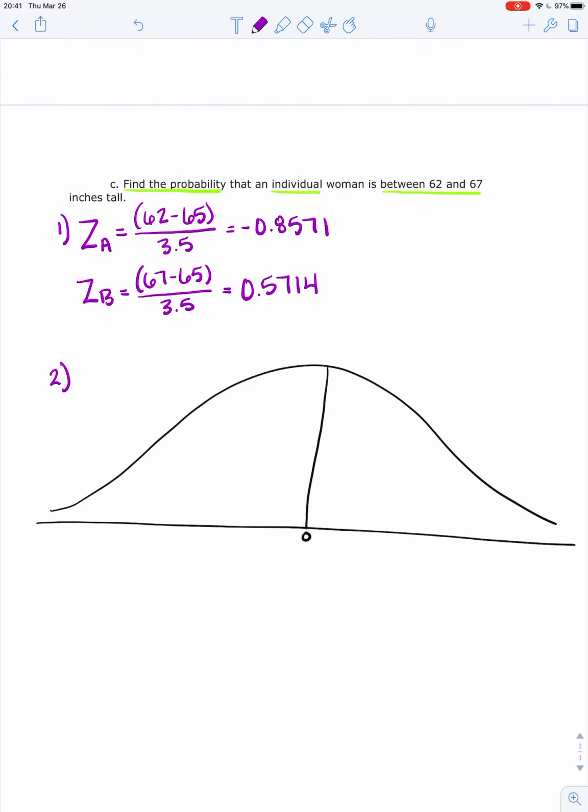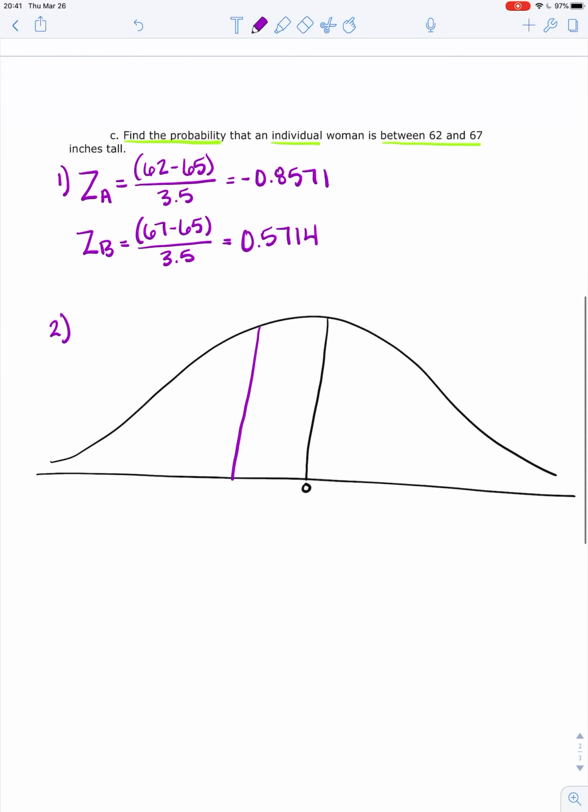So now I'm going to label my two z-scores. So I have negative 0.8571, so not quite a full standard deviation. So z equals negative 0.8571, and this is ZA. And then our ZB is 0.5714. So we're on the positive side of 0, and we're even closer to 0. We're only half a standard deviation away from it. So maybe right there, 0.5714.